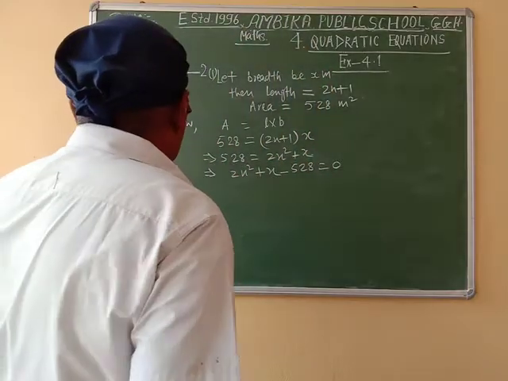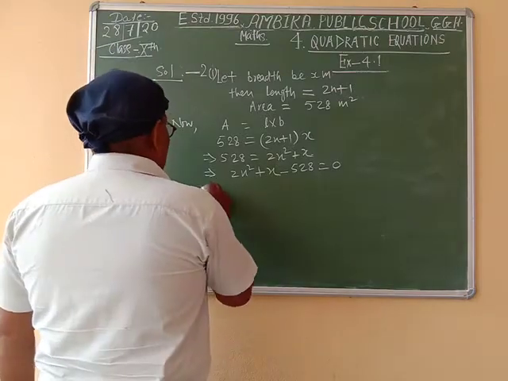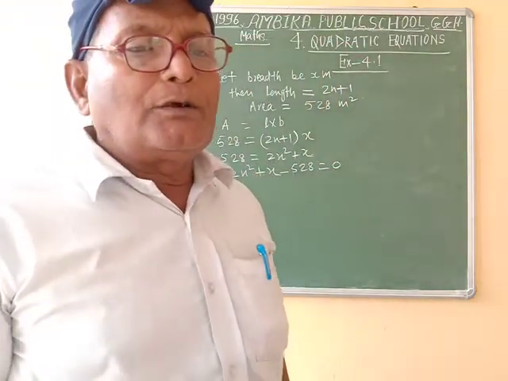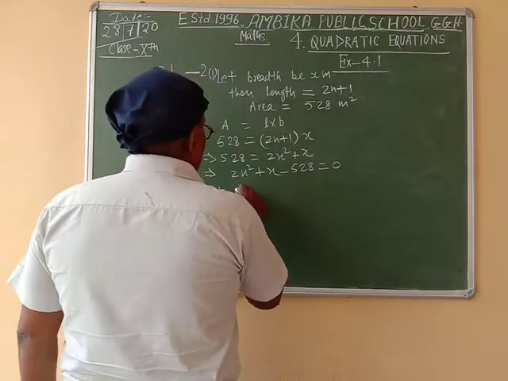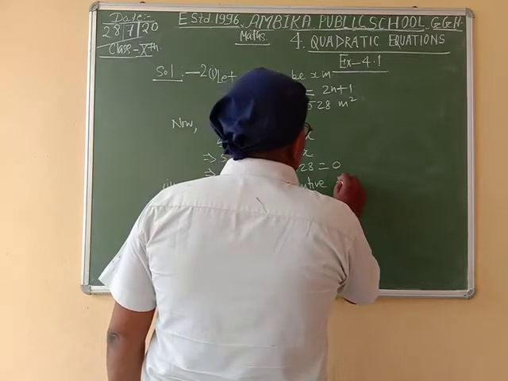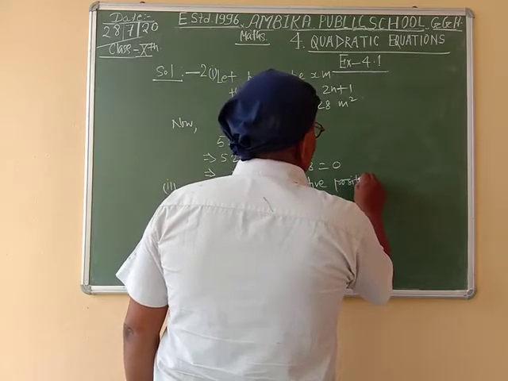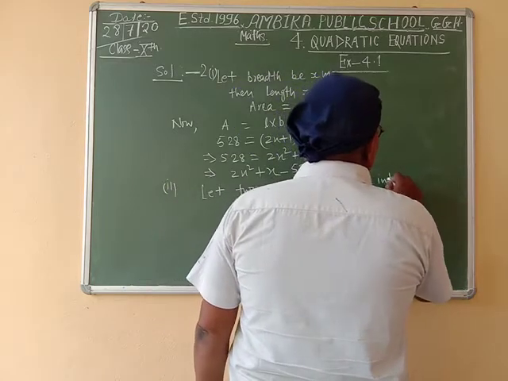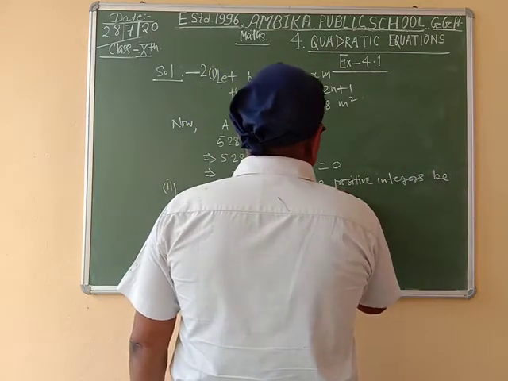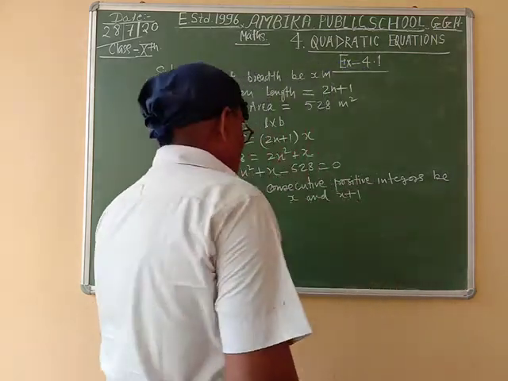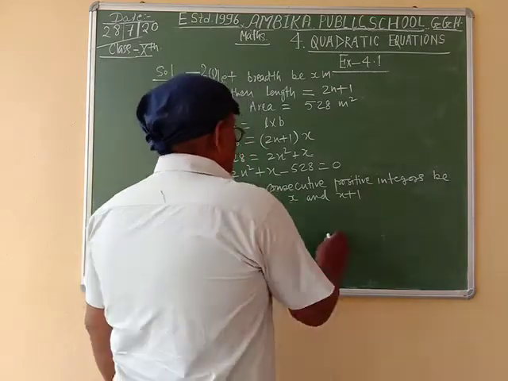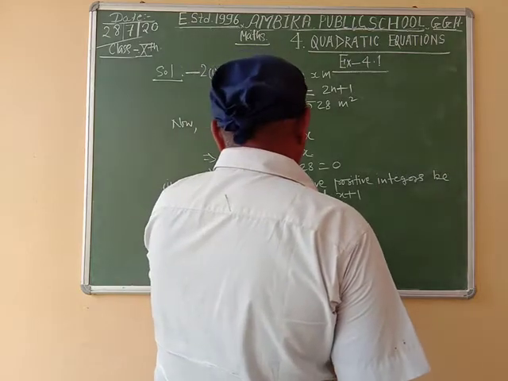Let the two consecutive positive integers be x and x plus 1, because if one is a positive integer, then the next positive integer will be x plus 1, because we are asked two consecutive positive integers.